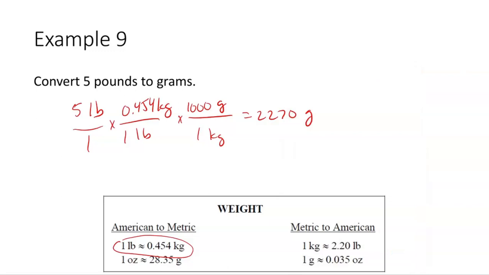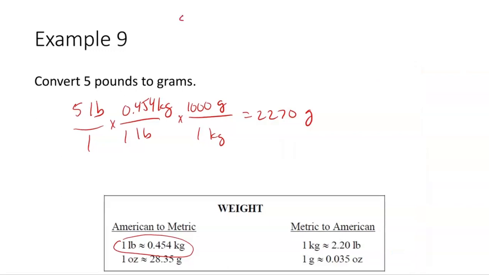And I'll leave it to you, but another way you could set this up is we can go 5 pounds. 1 pound is 16 ounces. And then from the conversion at the bottom there, 1 ounce is 28.35 grams. So we could have also done it this way. And what happens is we'll have 5 times 16 times 28.35.